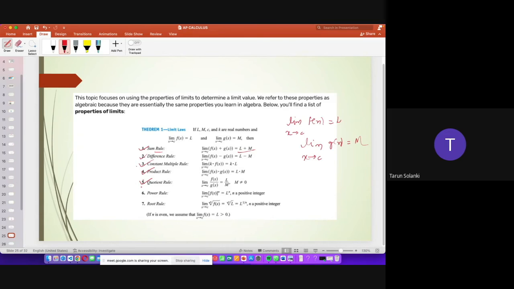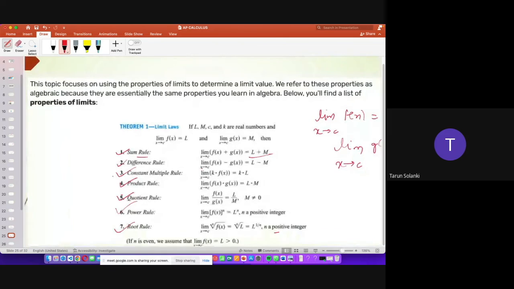Next is your power rule. In the power rule, limit x tends to C of f(x) to the power n becomes L to the power n, where n is a positive integer, right? The seventh one is your root rule. Limit x tends to C of the nth root of f(x) becomes the nth root of L, so we can also write it as L to the power 1 by n, where n is a positive integer. And we assume that L is greater than 0 when n is even. So these are the 7 properties. Okay, you can note them down. Let me zoom it in.